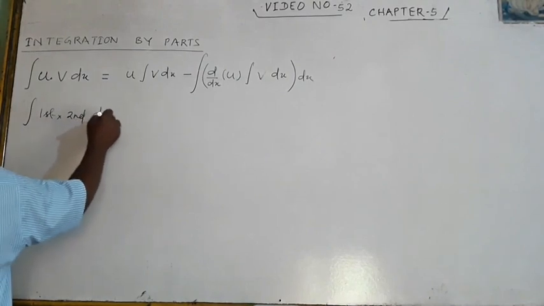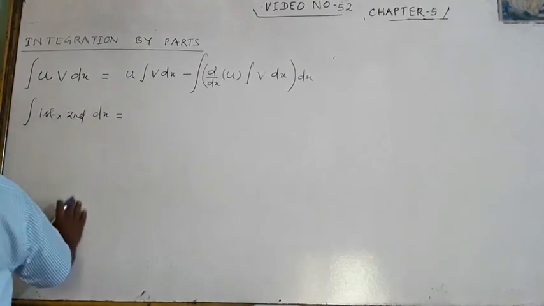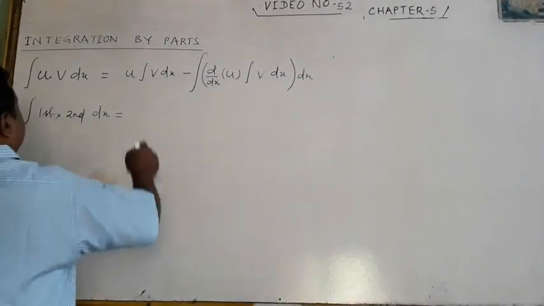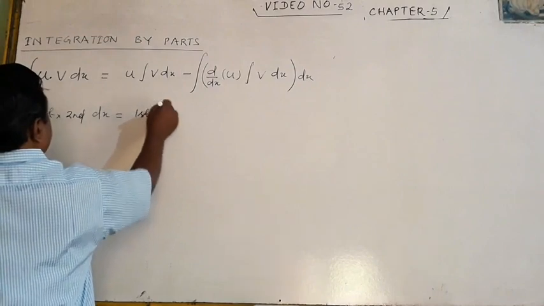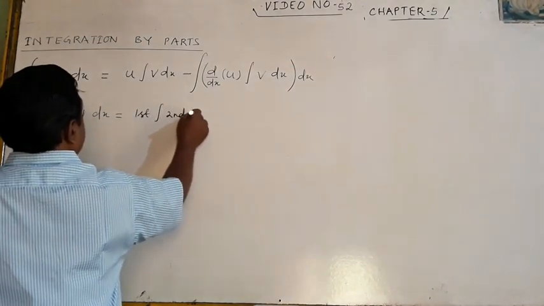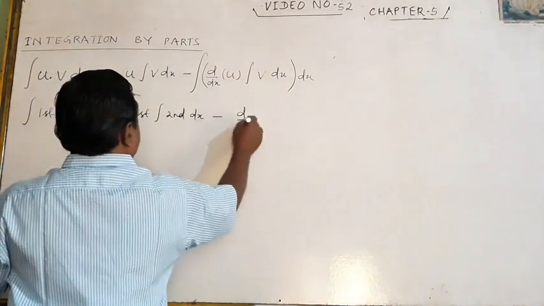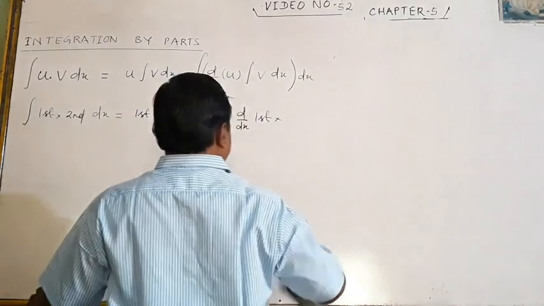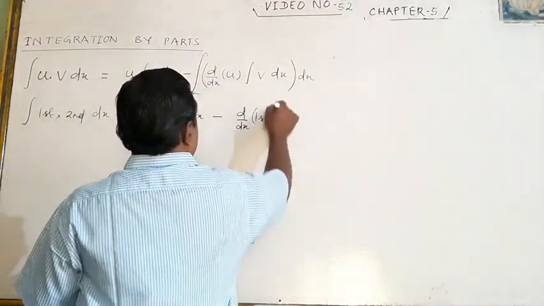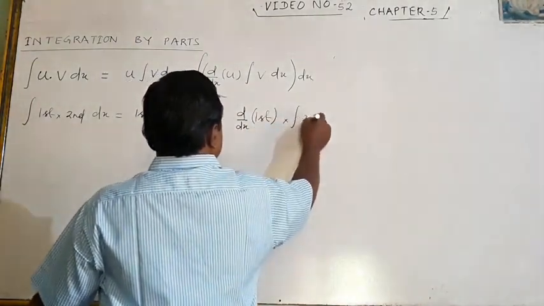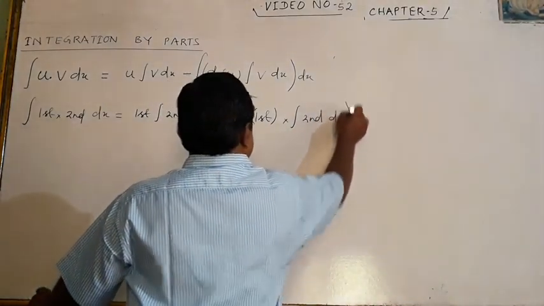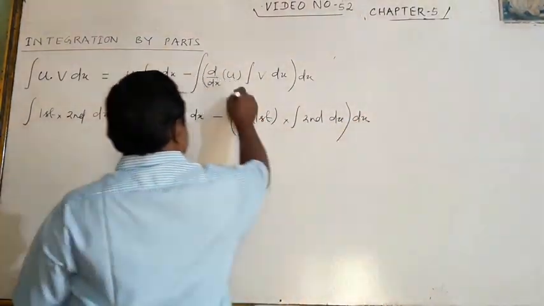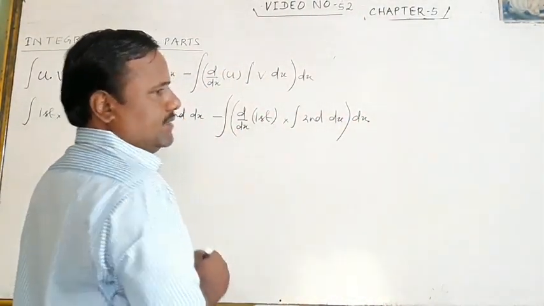If two different functions are multiplied, sometimes the same function will come, but I will tell at that time. It is first integration of second, then derivative of first into integration of second. After multiplying these two, you have to multiply the dx, then integrate.